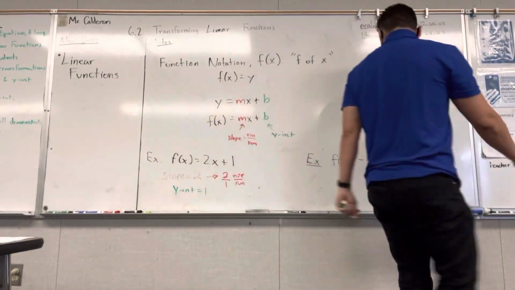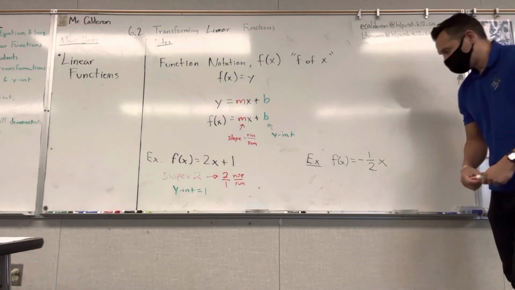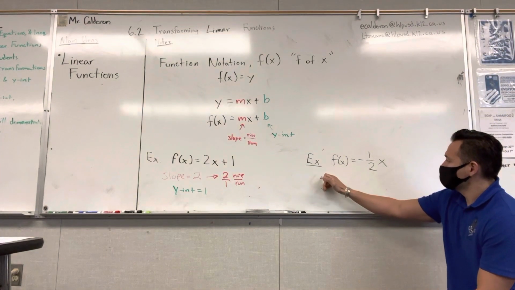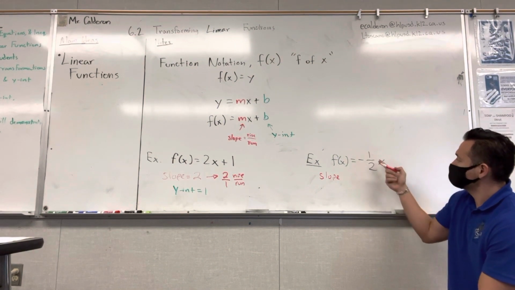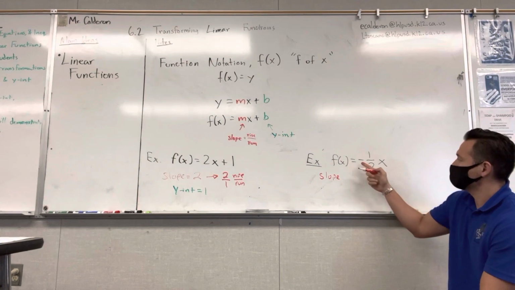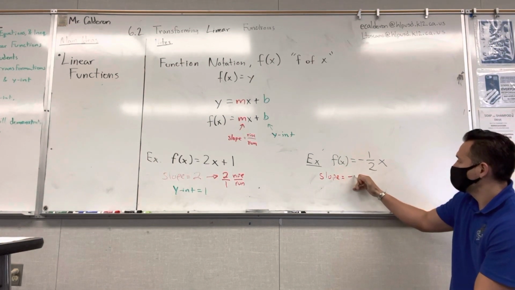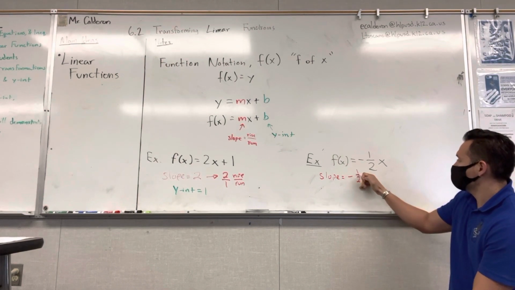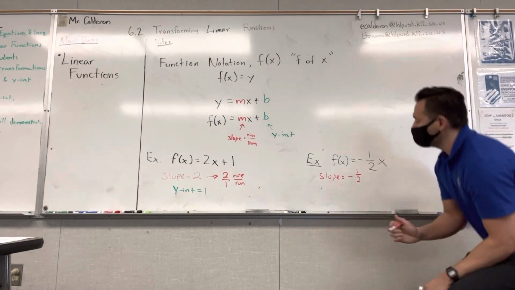For the next one, notice here that I have a slope of what? One half. I appreciate whoever said one half is correct, but you have a part missing. That's the negative. Yes, negative one half.